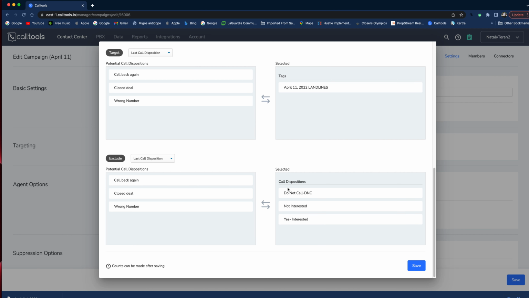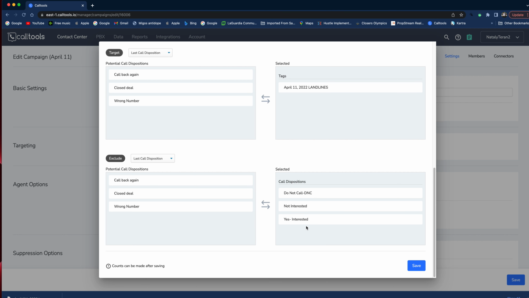So if I spoke to someone and they said, I'm going to call my lawyer, this and that, and you mark them as this, you want to make sure you're not reaching them again. If they said they're not interested, you want to make sure that this person is removed and not called back from the campaign. And if they say, yes, I'm interested, I want my salesperson to go ahead and take this person and put it into our CRM system. So I don't want this person to be called again.